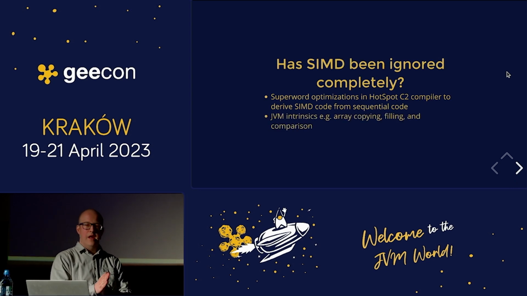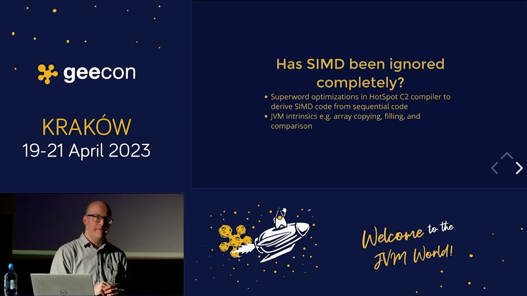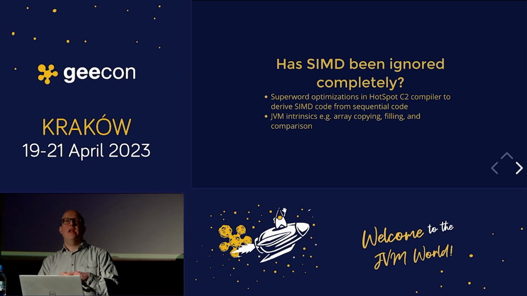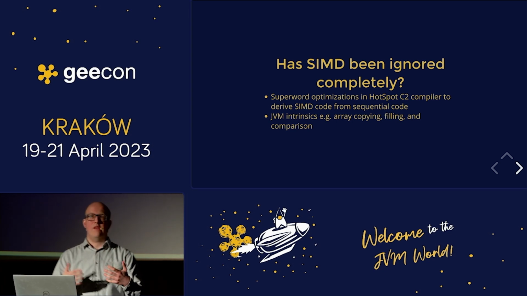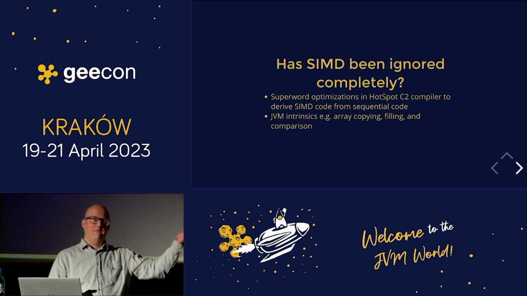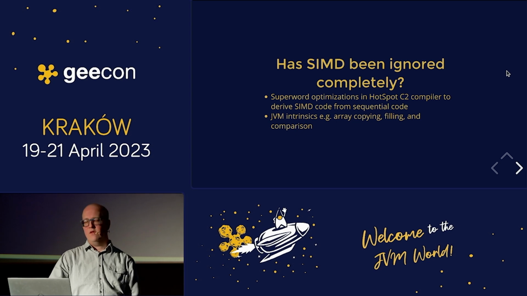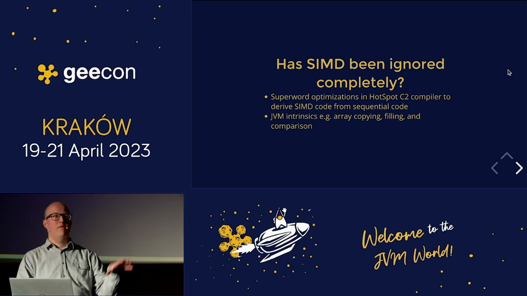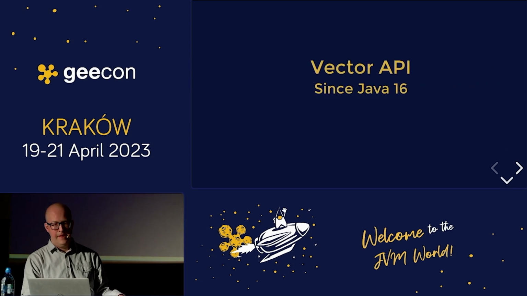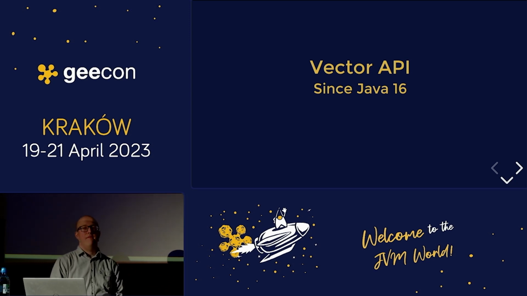And moreover, there is the thing called JVM intrinsics. Those are instructions which JVM and Java more or less delegates to the native code. They do not execute them by themselves by the bytecode. Those instructions like array copying, array filling, array comparison, those also are based quite often in the JVM implementation on the SIMD instructions. But since Java 16, I don't know if you know, we have the Vector API.